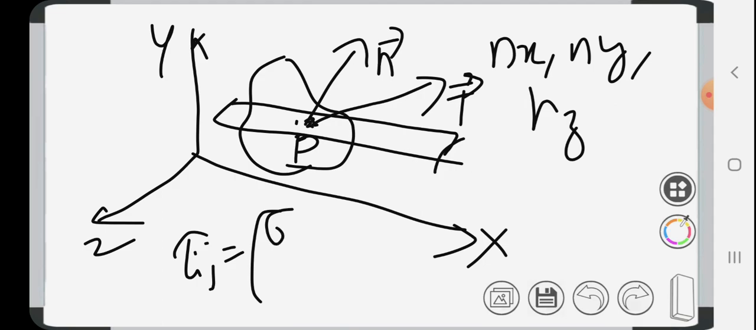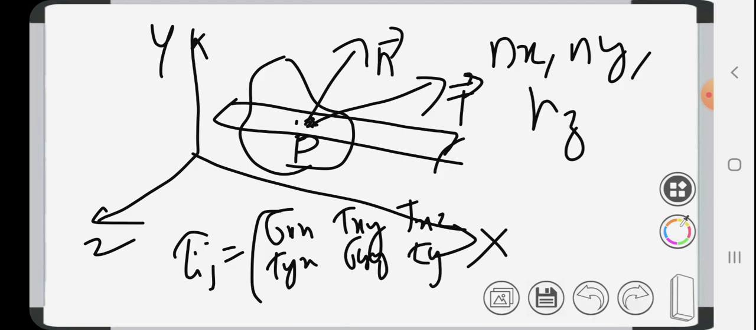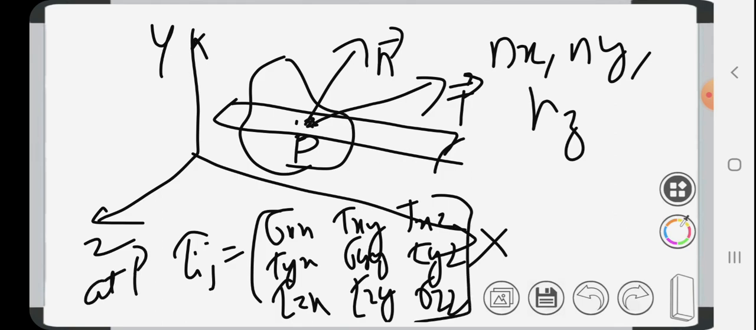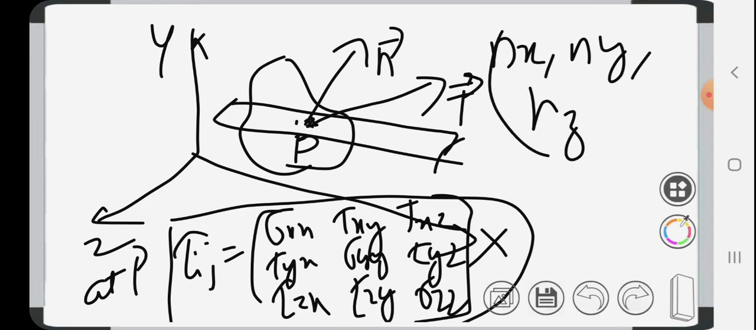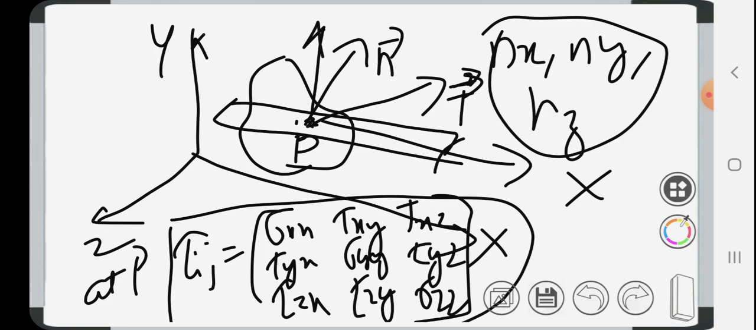equal to sigma xx, tau xy, tau xz, tau yx, sigma yy, tau yz, tau zx, tau zy, sigma zz. So if at point P this thing is known, and you know this thing also, you can calculate the component of this t vector in x direction, in y direction, in z direction using Cauchy's equation.